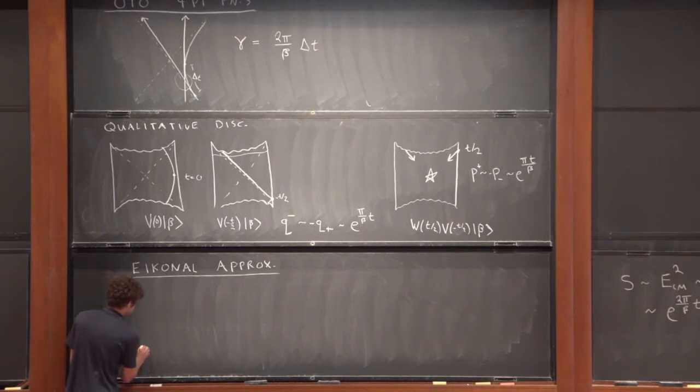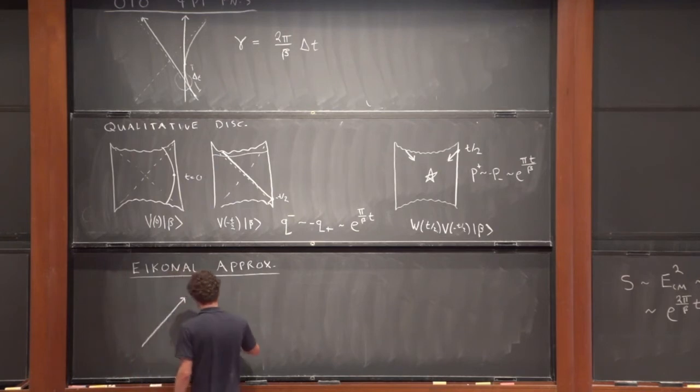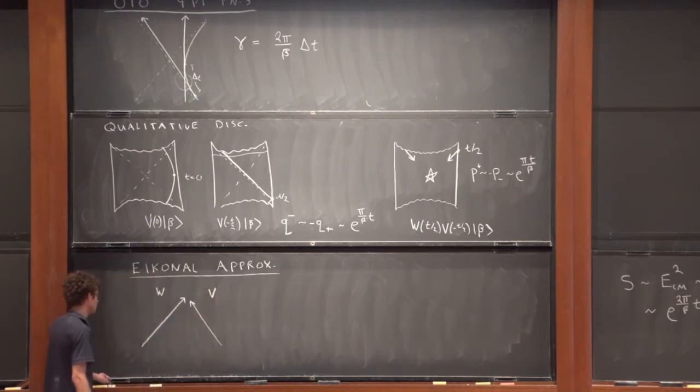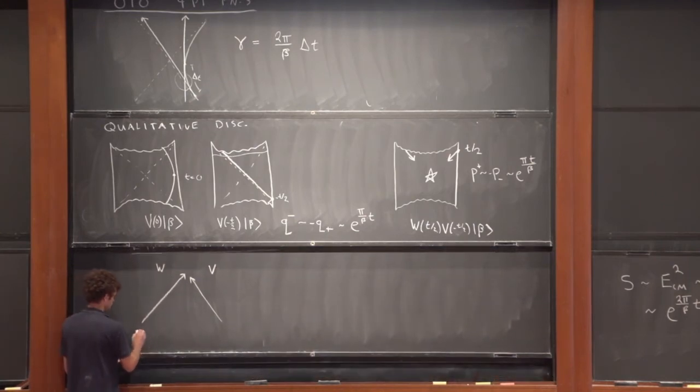In this setting, it's useful to use the following characterization of the kinematics. We have this W particle, which is moving this way, and this V particle that's moving that way. And we characterize W by a state where we describe the p minus component and the transverse position.